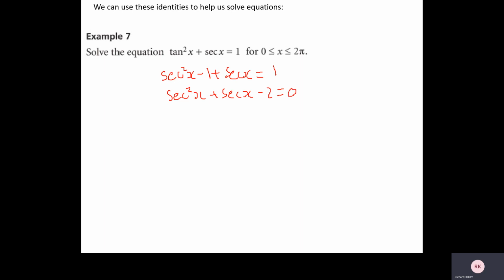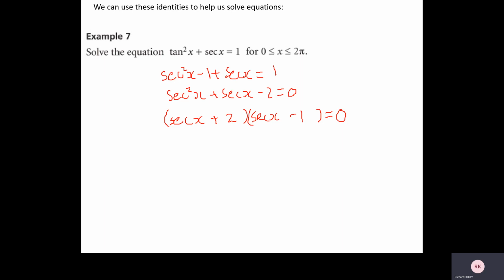If you want to do a substitution, if you want to say sec x equals u and then solve it in u, you can, but I think most of you prefer not to do that. So we're going to have sec x and sec x. If it doesn't factorize, it doesn't mean it doesn't solve. You can always use the quadratic formula to help you solve it. We need two numbers that multiply together to give minus 2 and add to give positive 1. So it's going to be plus 2 and minus 1, isn't it? Is that right?